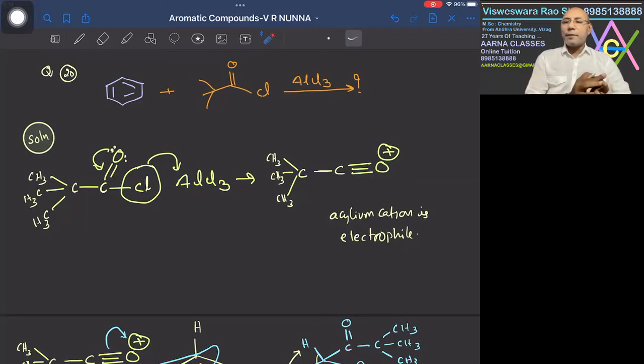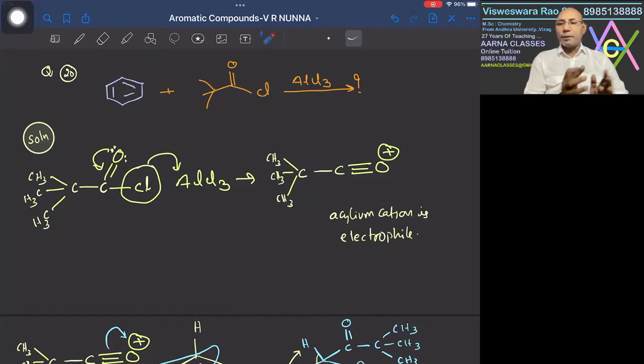What I know: Friedel-Crafts acylation, there is generation of electrophile. This is aromatic electrophilic substitution. Aromatic electrophilic substitution means on the benzene ring an electrophile will get substituted and hydrogen goes away as H plus. That means one electrophile comes in, and one hydrogen goes out of the benzene ring. That's why it is called aromatic electrophilic substitution.